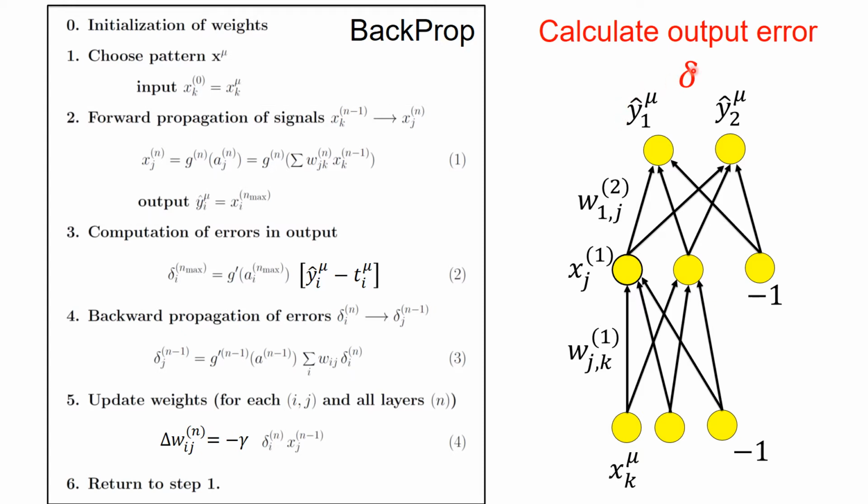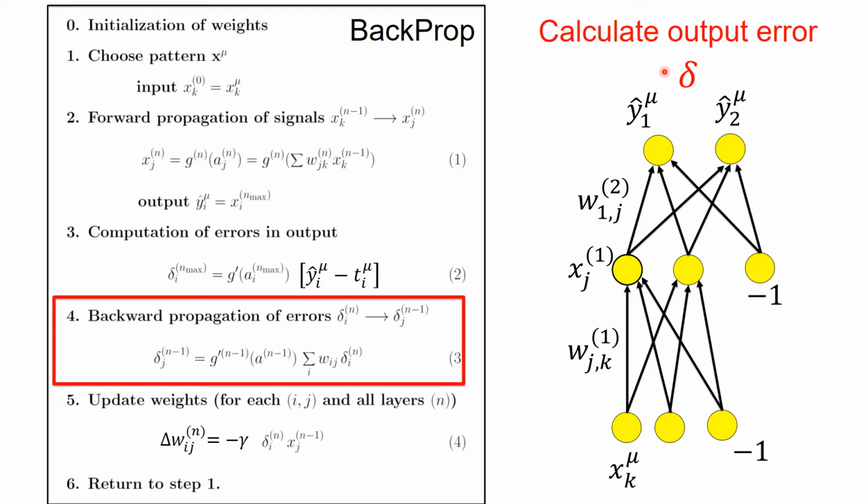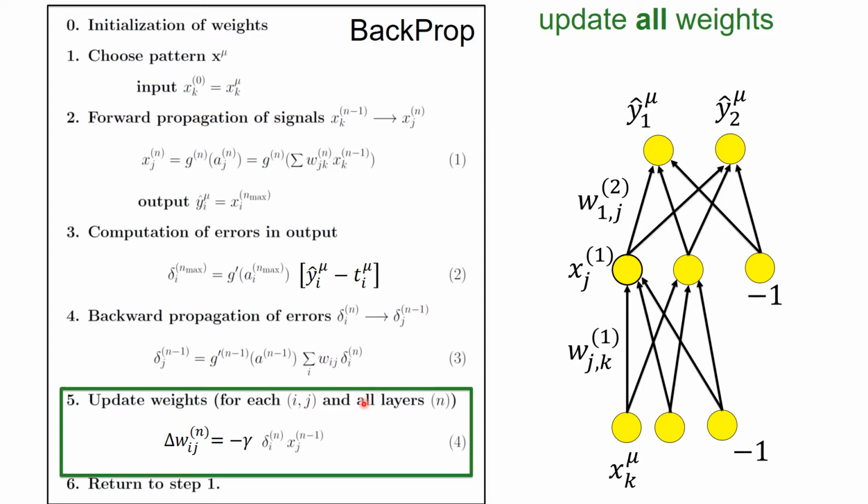As a next step, we calculate the error delta in the output. Then we use this information and propagate this error information backwards through the network. The delta in layer n is used to calculate the deltas in layer n-1 and so forth. This is the backward pass. And this backward pass has given rise to the name of backpropagation of errors. Then we update all the weights, not just one weight, but all the weights of all layers. And for this update, we need the deltas and we need the activations that we have calculated during the forward pass of the network. And then we go to the next pattern.